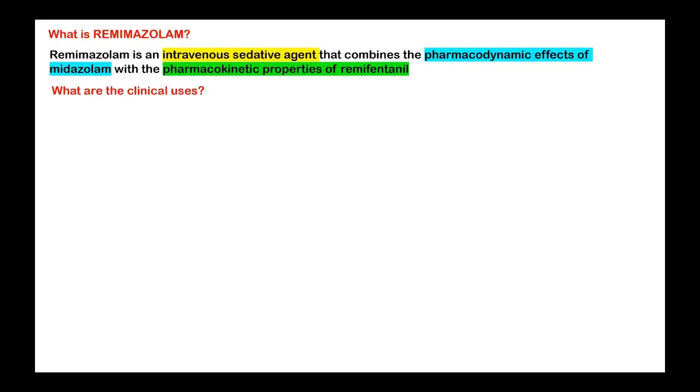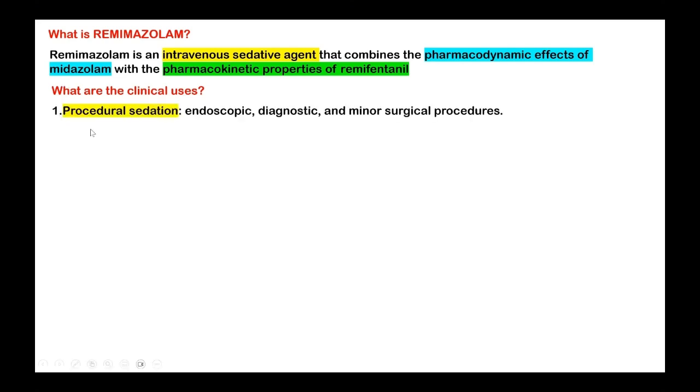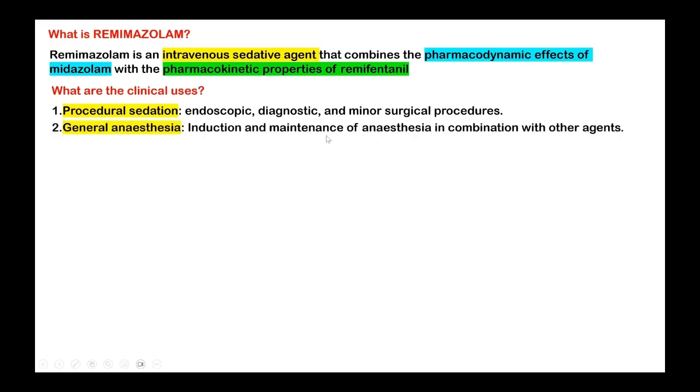What are the clinical uses of this drug? Sedation. Procedural sedation, ICU sedation, and general anesthesia induction. Very good. So you can use it for procedural sedation, like minor procedures, endoscopic, diagnostic, or minor surgical procedures. You can use it for induction and maintenance of anesthesia as a general anesthetic. You can use it for intensive care sedation.